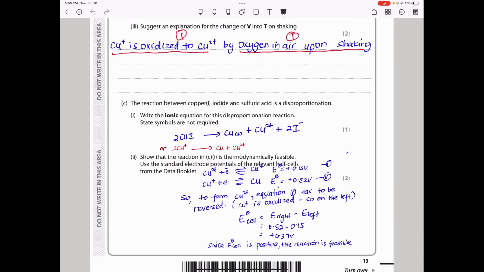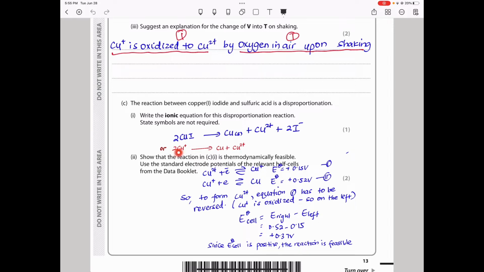And down here, they say the reaction between copper 1 iodide and sulfuric acid is a disproportionation. Write the ionic equation for the disproportionation reaction. State symbols are not required. So in this disproportionation reaction, we can see that copper 1 is going to be converted into copper 2 as well as copper solid. And the iodide, of course, there is nothing that changes in the iodide, it's still iodide.